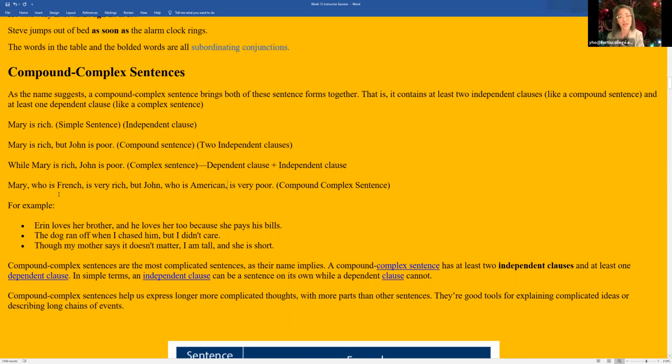And I was just saying to Candace that in French and Spanish, you could say Mary, who is French, who owns a bakery, who is a millionaire, is very rich. But John, who is American, who is a handyman, and who is in love with Mary, is very poor. And you can't have all those "who"s in English. It sounds awkward. In English, you would just say Mary, who is French, is very rich, but John, who is American, is very poor.